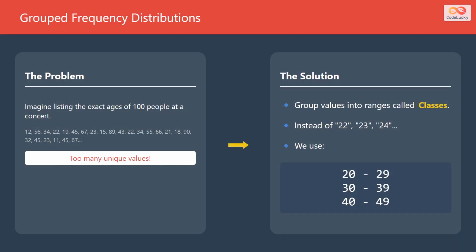But what if we have a huge range of data, like ages from 1 to 100? Listing every age individually would make a massive table. The solution is grouping. We create ranges, called classes, like 20 to 29, to group the data into manageable chunks.